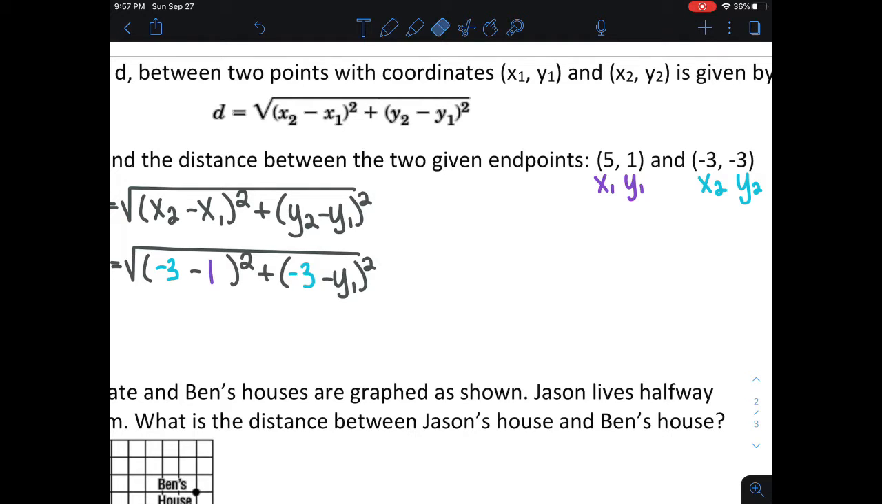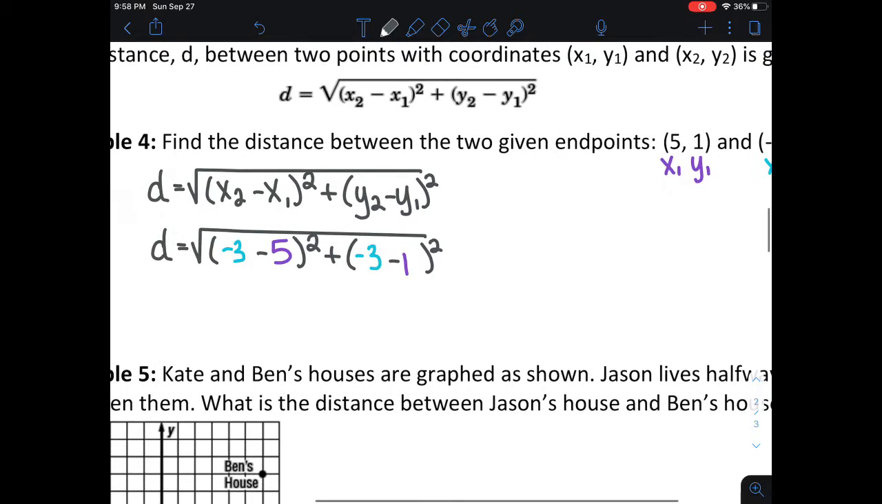All right, anyway, x1 was 5, and y1 is 1. Okay, so now that we have that situated, this is where you would literally type it in your calculator, just like this.